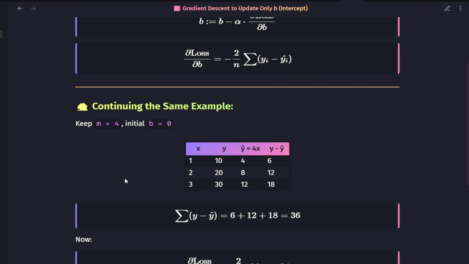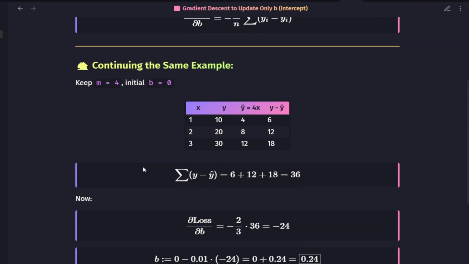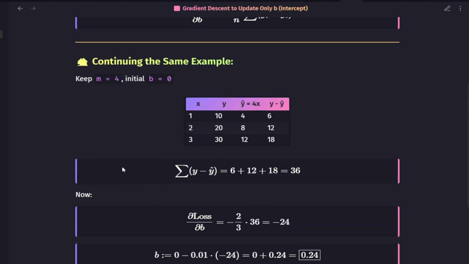For x is equal to 1, 2, 3, we calculate predicted values as y hat is equal to 4x, since m is equal to 4 and b is equal to 0. Then we compute the difference y minus y hat, which shows how far off the predictions are. For x is equal to 1, 10 minus 4 is 6. For x is equal to 2, 20 minus 8 is 12. For x is equal to 3, 30 minus 12 is 18. Now add these errors. 6 plus 12 plus 18 is equal to 36.